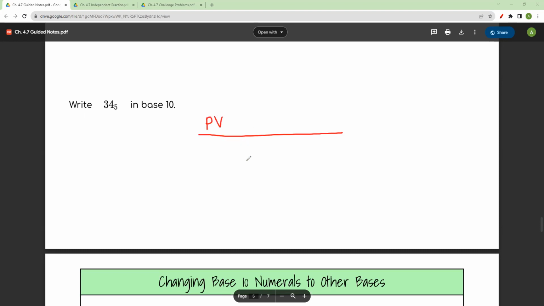All right, step 1, set up the place value chart. This time we're going to set up the place value chart for base 5. So let's see, we have 3, 4. That means we're only going to need 2 place value spots, right? So it's going to be 5 to the 0, 5 to the 1, 5 to the 2. There's only 2 spots, so we're only going to need this and this.